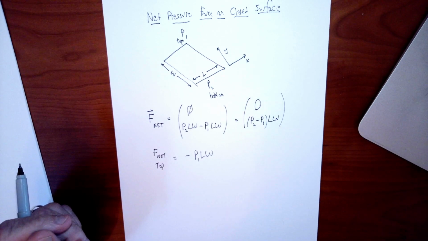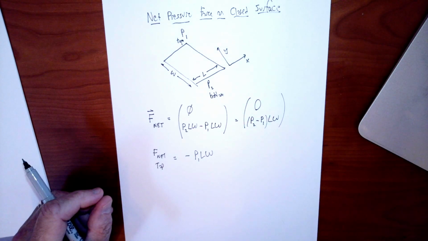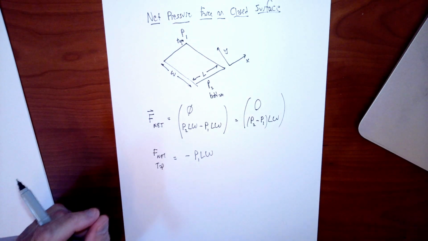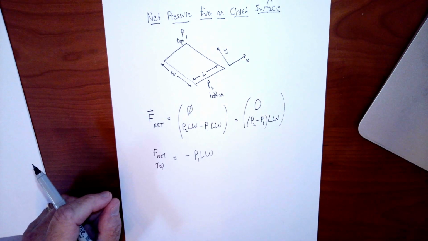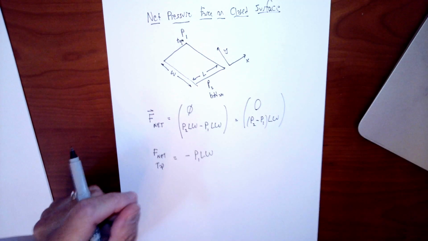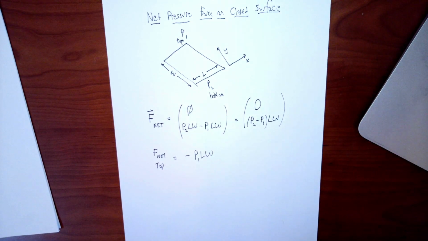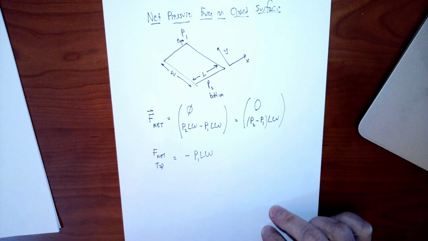This is a supplementary lecture on the net pressure force on a closed surface. Some of you may really not be interested in this, and that's fine. But for those of you who want to have some understanding for how this works, having a net force that points straight down on the wing, even if the shape of the wing is irregular, this is what we're going to be studying.